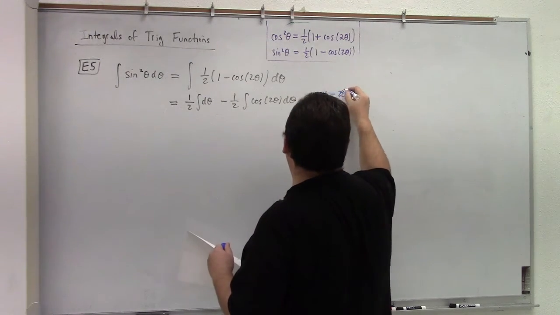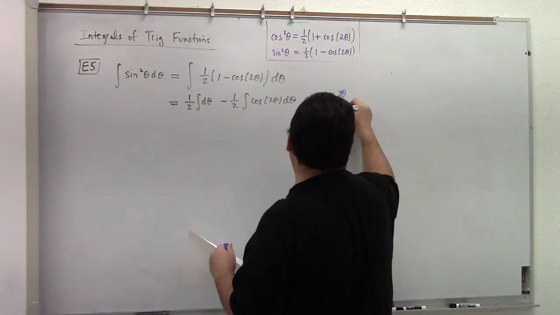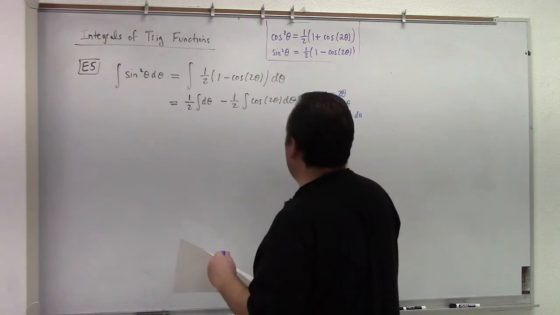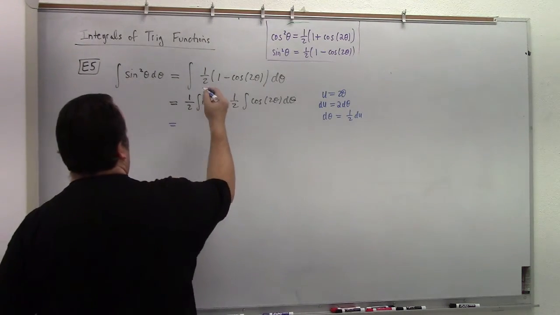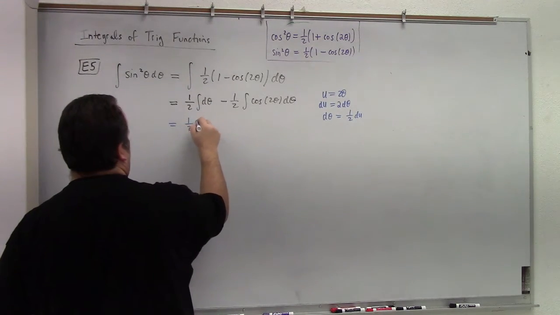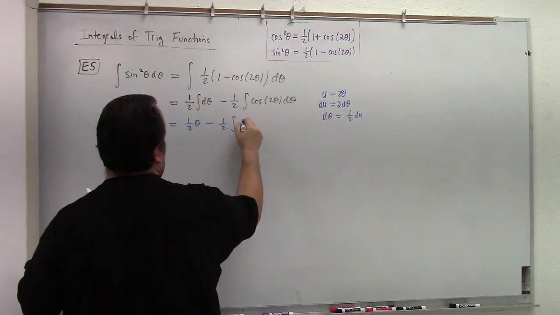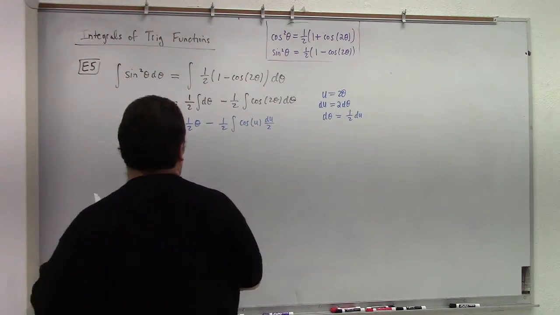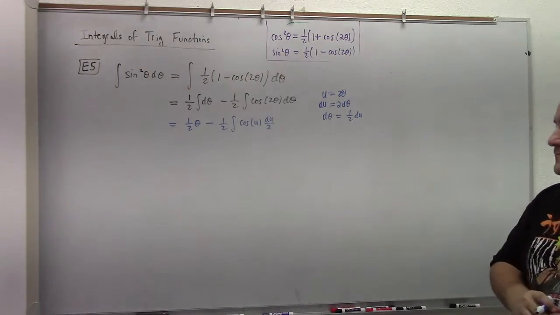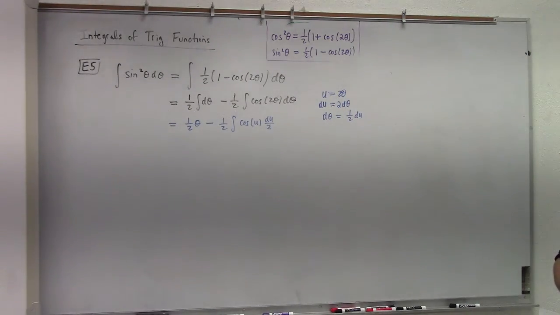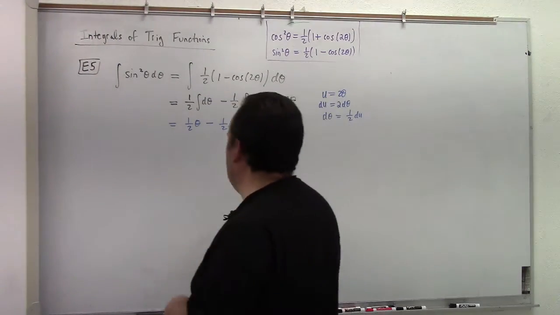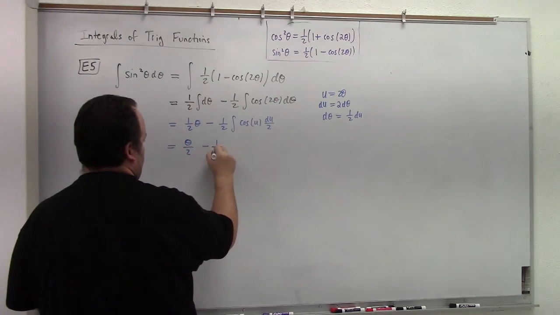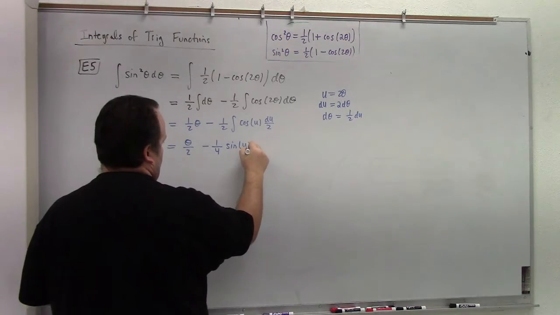So u equals 2 theta, du is 2 d theta. So d theta is 1/2 du. So we got, what's the integral of d theta? Well, that's just theta, right? So I have 1/2 theta minus 1/2 of the integral of the cosine of u times du over 2. And what's that give me? That gives me theta over 2 minus 1/4 sine of u plus a constant, right?